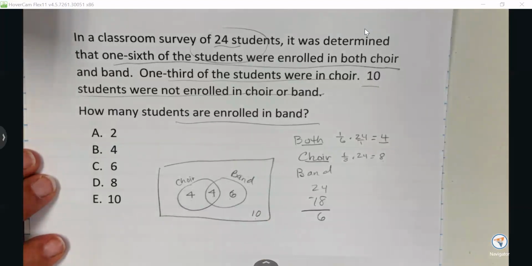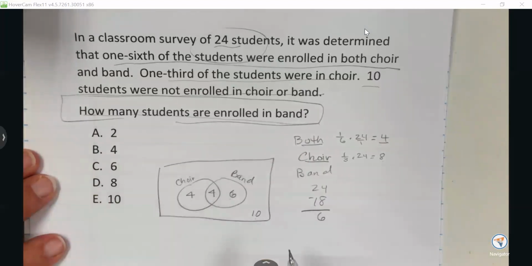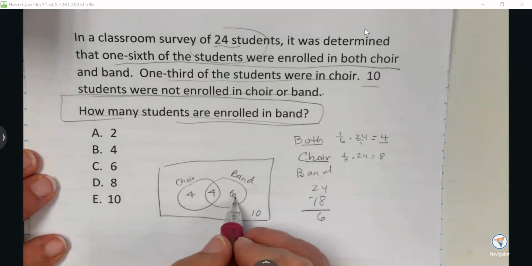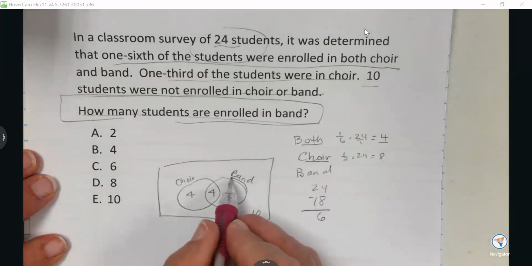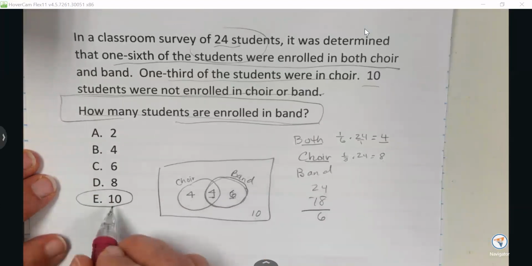I need to make sure I've answered my question. How many students are enrolled in band? Well, how many are in your band circle? These 6 are only in band. They're not in anything else. But how many are in my band circle? It's the 4 and the 6. So my answer is 10.